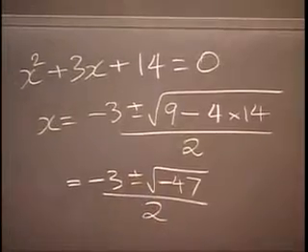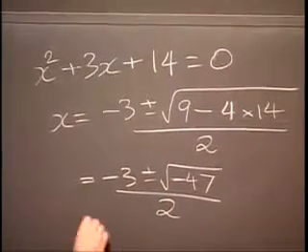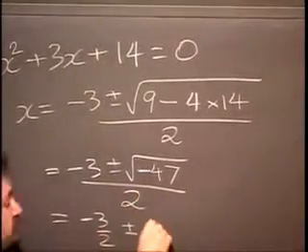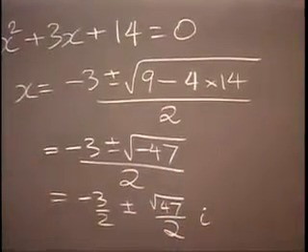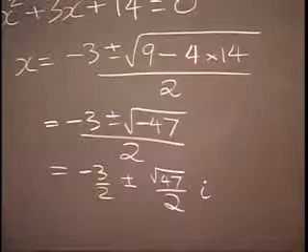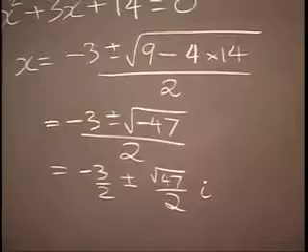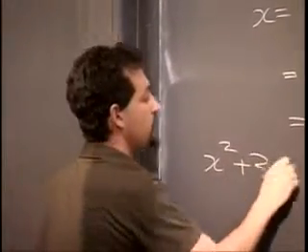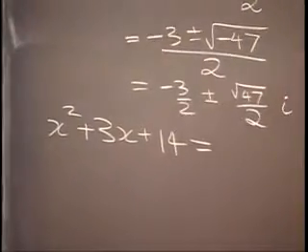Well, in the past we would have said this thing doesn't have solutions. But now we can write this as minus 3 halves plus or minus root 47 over 2 times i, because we know the square root of minus 1 is i, so the square root of negative 47 is root 47 i. And of course we have the 2 in the denominator there. So that's not such a big deal. This quadratic cannot be factored over the reals. That's as far as it gets.